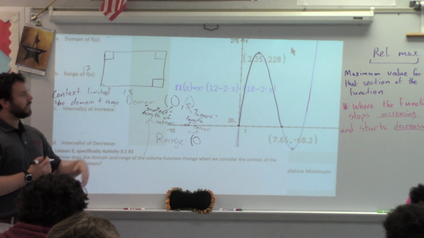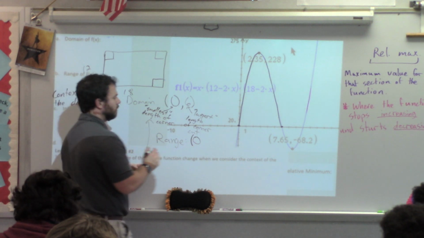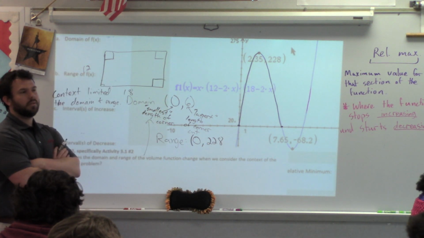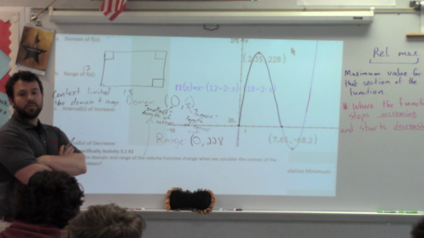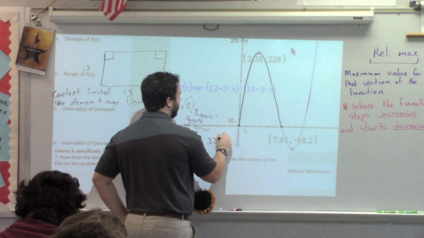So what would be the maximum volume that we see there possible? 228. Bracket or a parenthesis on that one? Does it actually have a value of 228 for the volume? Yes. So you would definitely want a bracket in that case.